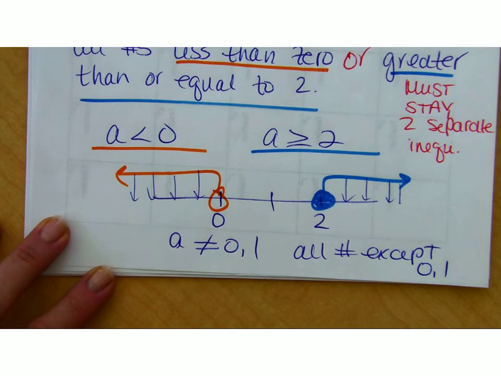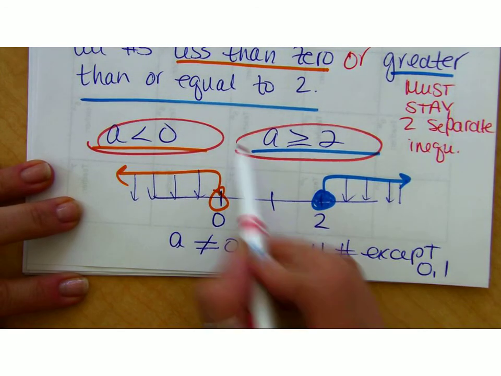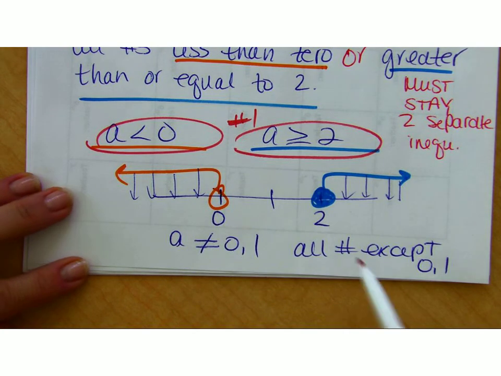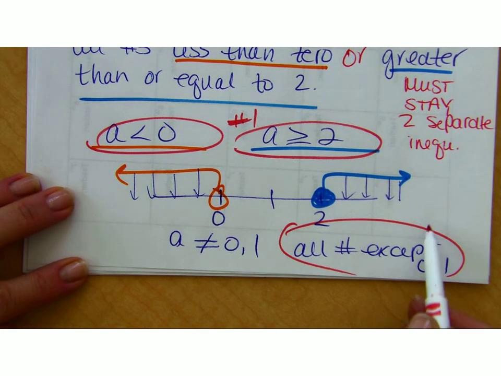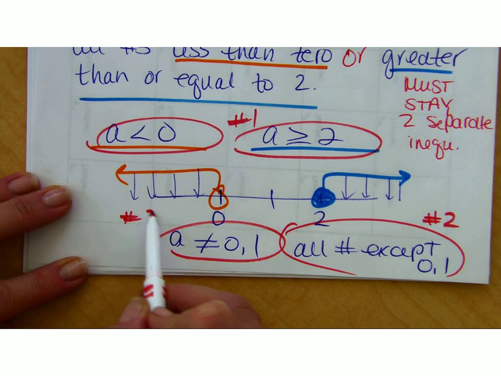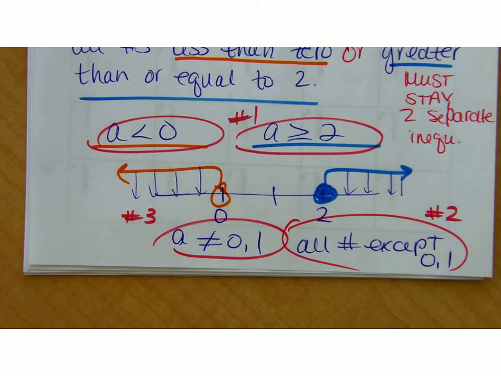Okay? Let me just point something out to you. There are 3 ways to write this answer. Here's your first way, which is the good old-fashioned inequality sign. Second way is to use the word except. Or the third way could just be saying, hey, here's what it can't be, using the not equal sign. I want you to, for right now, attempt at least this way and this way.